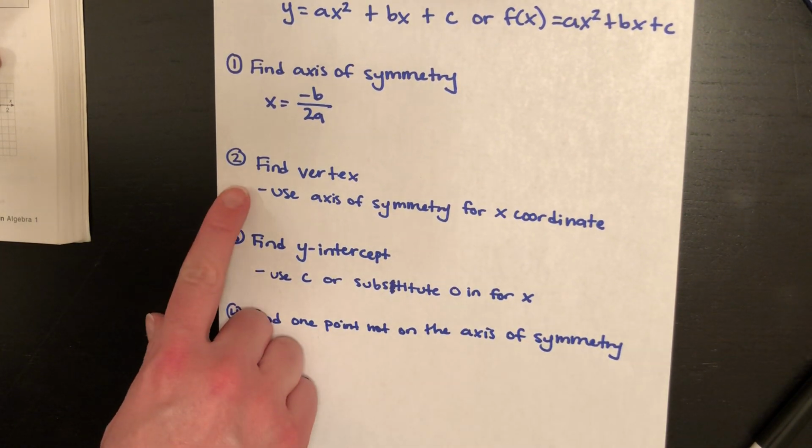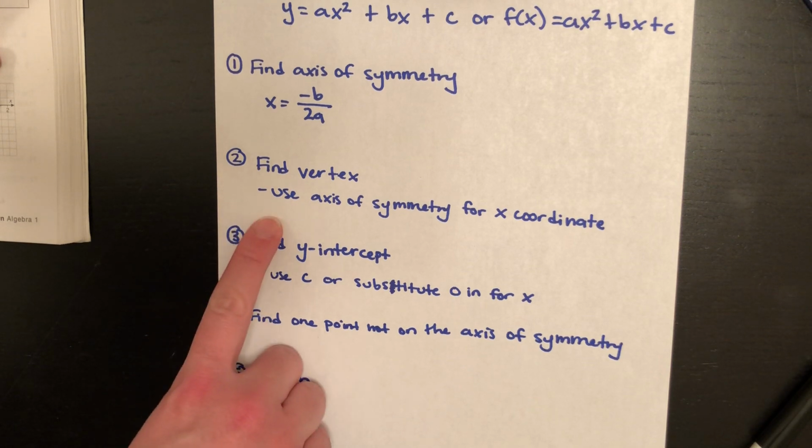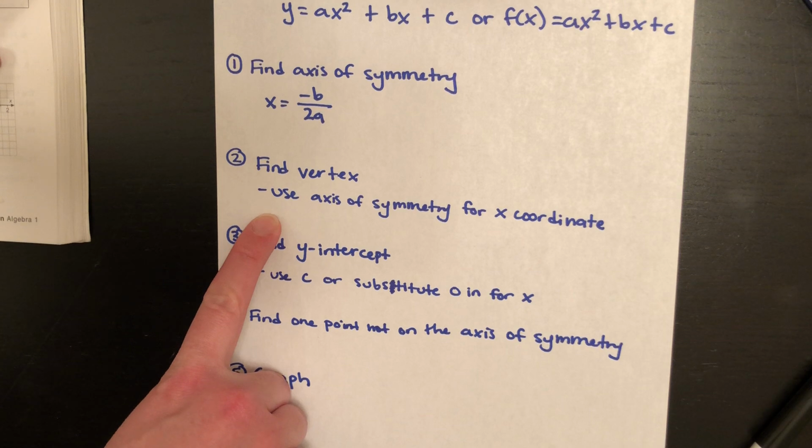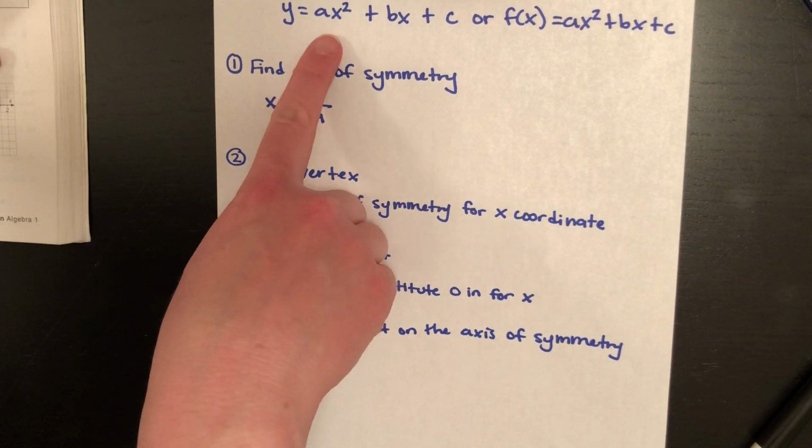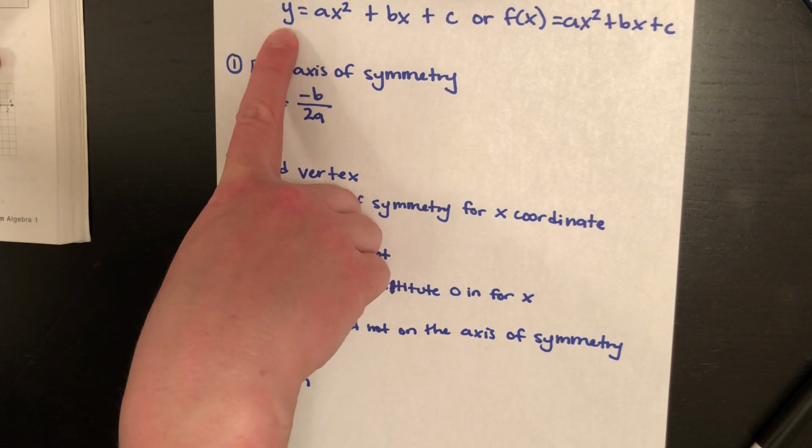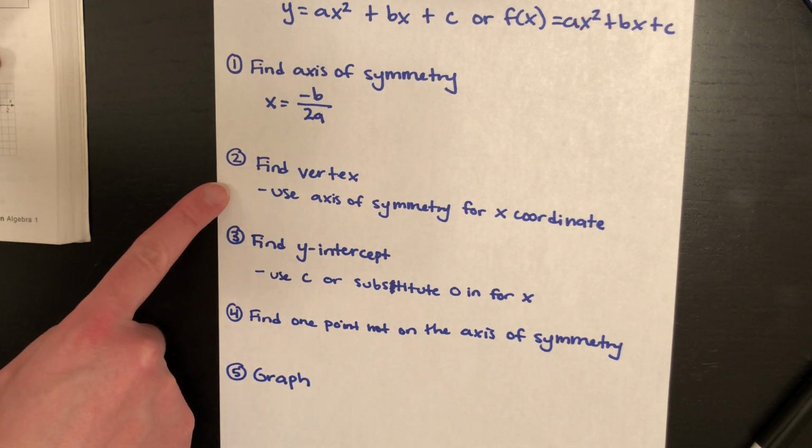The second thing we want to do is find the vertex. So we're going to use the axis of symmetry for the x coordinate of our vertex. We're going to plug that x coordinate back into the equation and then solve for y. That will give us our vertex.